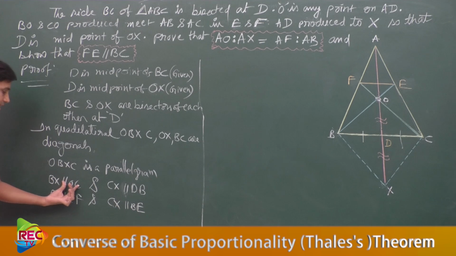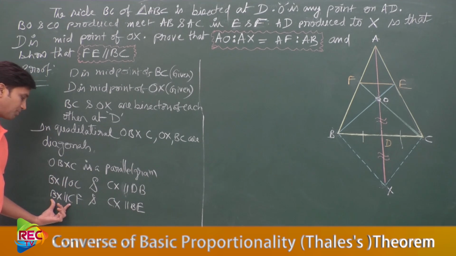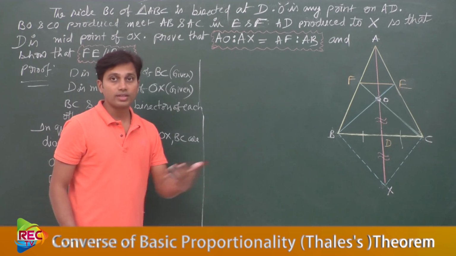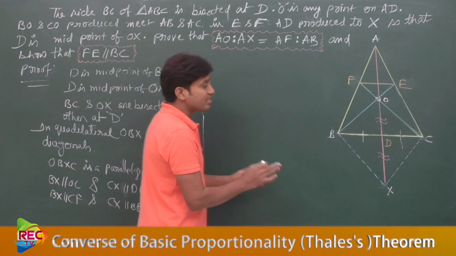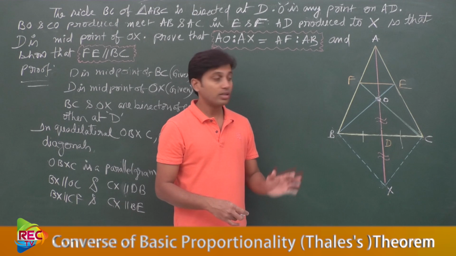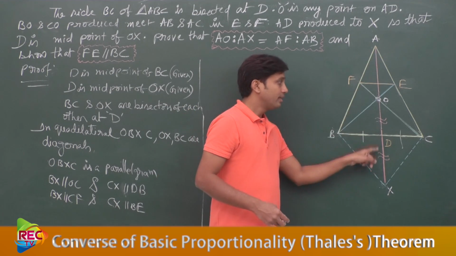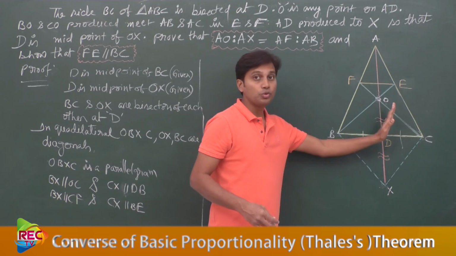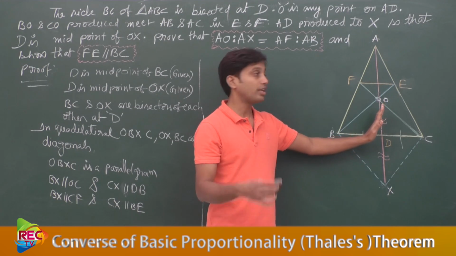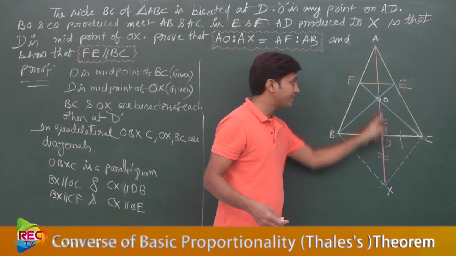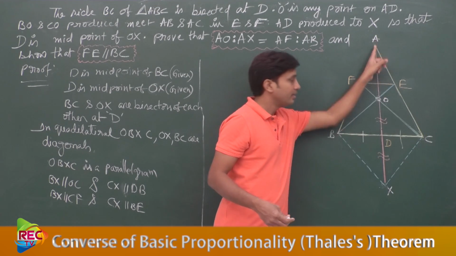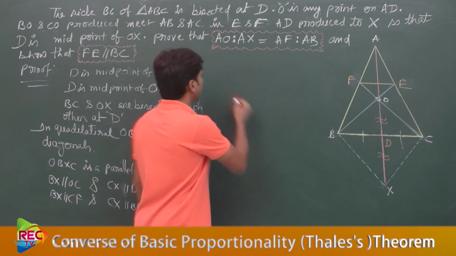Now, let us go with another part of this proof. We got that this line is parallel to this line, and these two lines are parallel. Now, let us do further. Consider the two triangles which are on both sides of AD. This AD is dividing this entire figure into two bigger triangles. What are those triangles? ABX is one triangle, and another triangle would be ACX. Let us consider the first triangle.